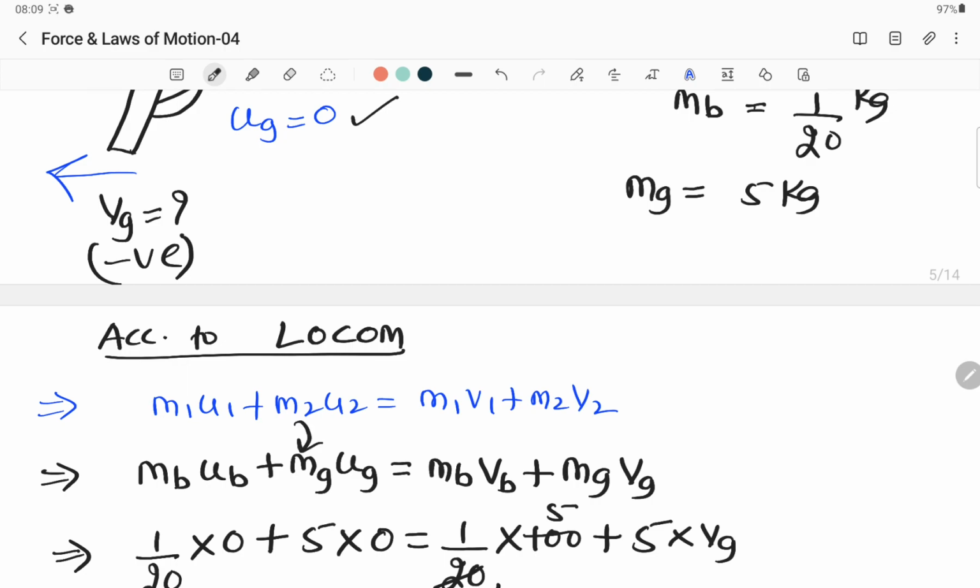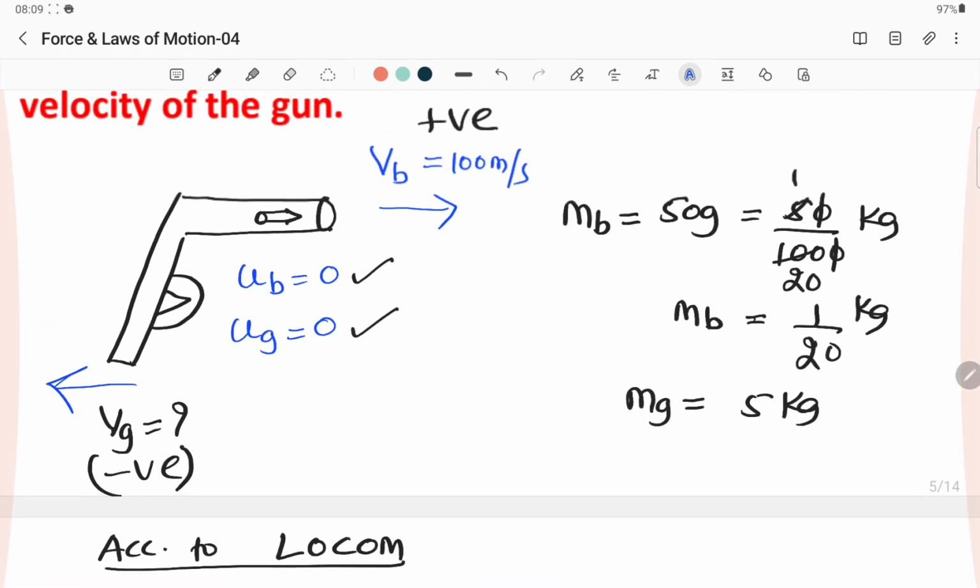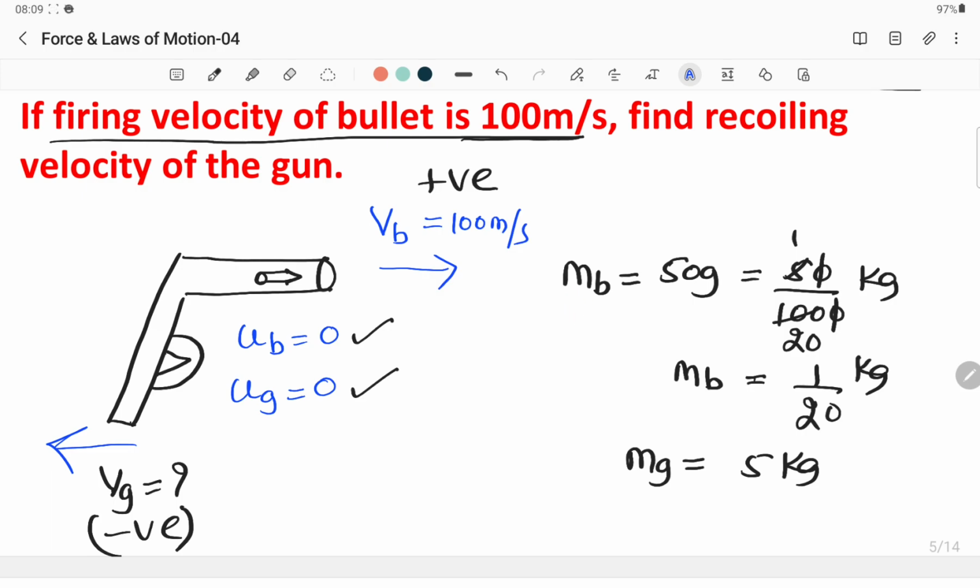Alright, observe this problem one more time, don't get confused from here to here. This is quite a simple transition. Instead of m1 we are using mb. Look here, m1 is mb, u1 is ub, m2 is mg, u2 is ug, and v2 is vg. I have just substituted different values according to the problem, according to the situation.